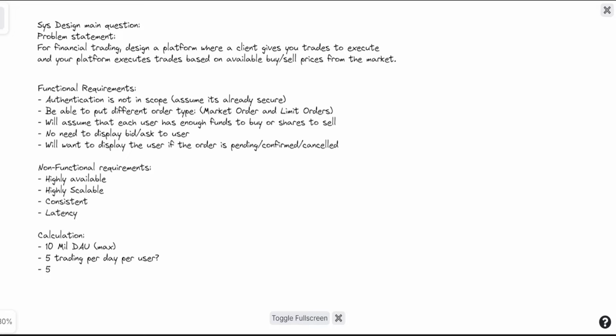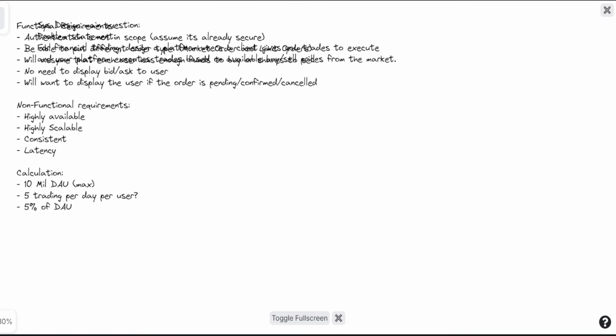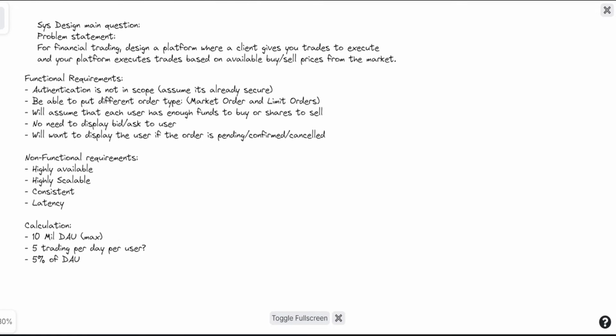Okay, so how about we say that this high frequency algo trader will probably be 5% of the DAU. Would that be a good estimate? Yeah, I think that's a good start. Okay, let me just bring my calculator. 0.05 times 10 million is around 500K users.